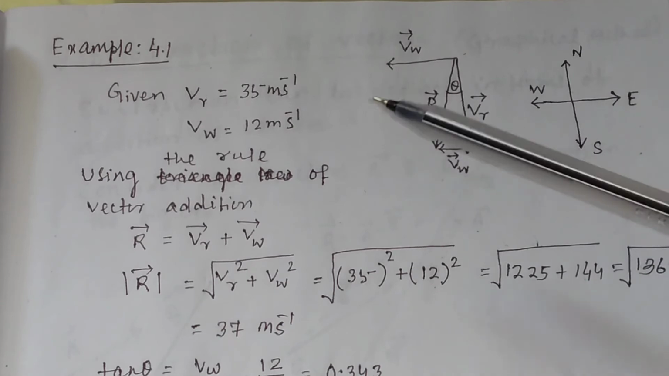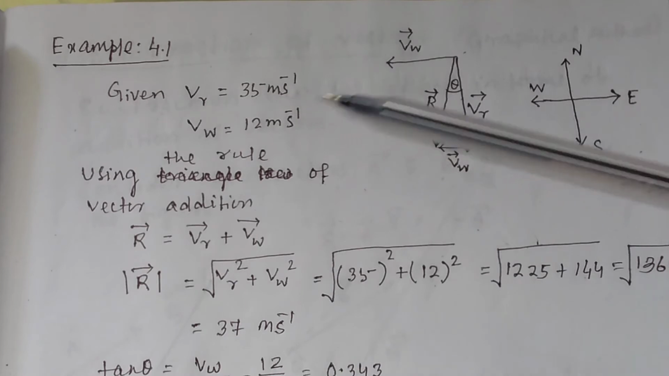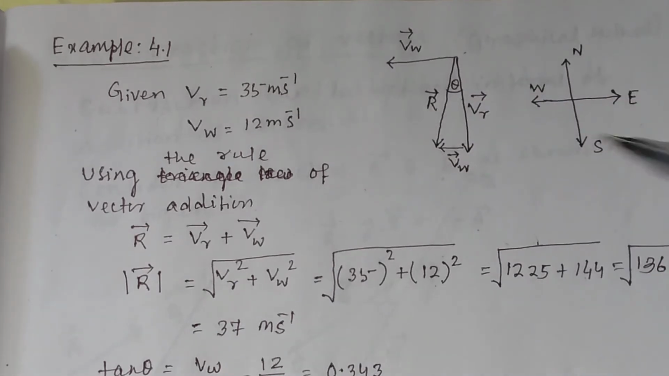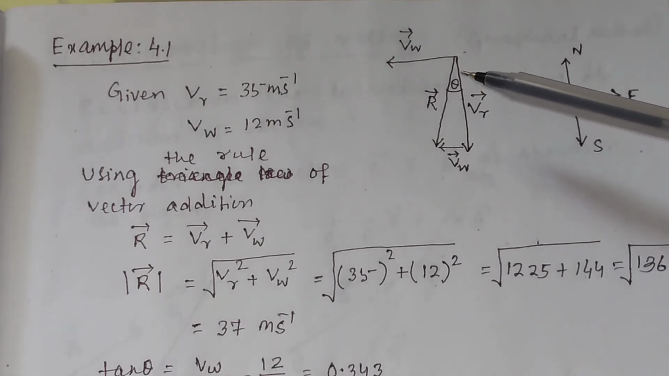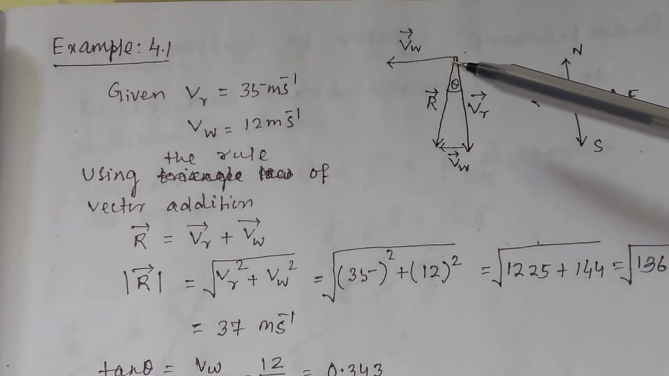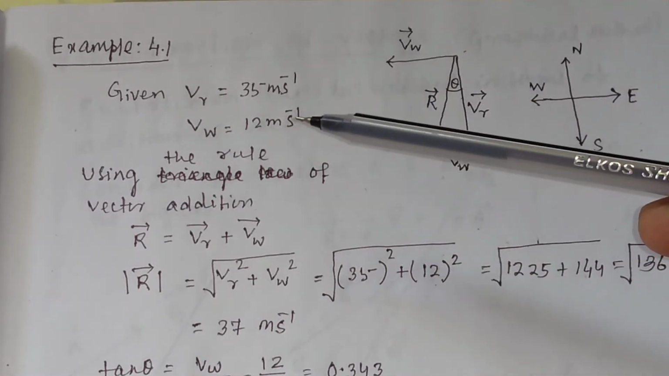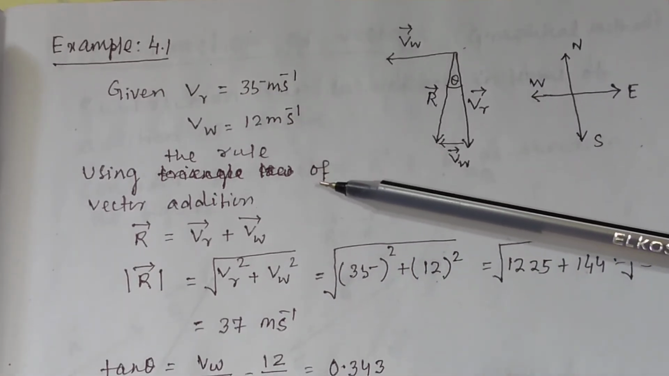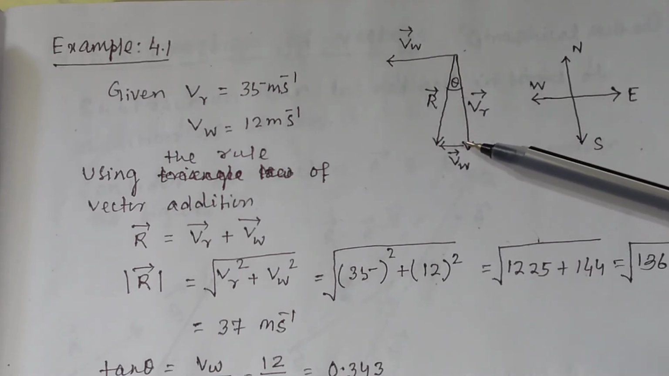The velocity of the rain is given by, let us say, VR, that is equal to 35 meter per second, and rain is falling vertically downward, and wind starts blowing at a speed of 12 meter per second in east to west direction. So this is the direction from east to west. So the velocity of the wind is 12 meter per second. So using the rule of vector addition, the resultant vector R will be equal to the velocity of the rain plus the velocity of the wind.